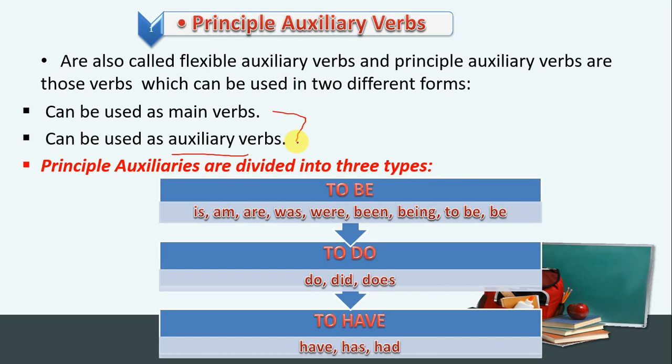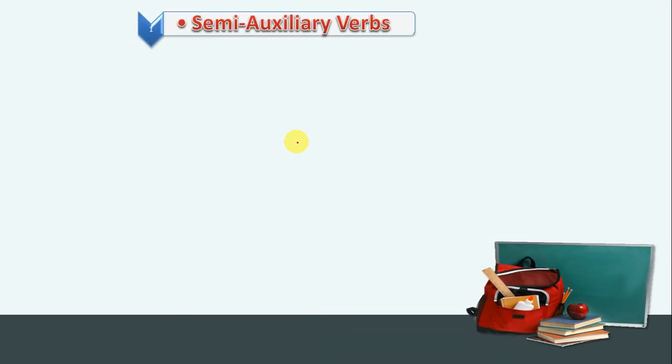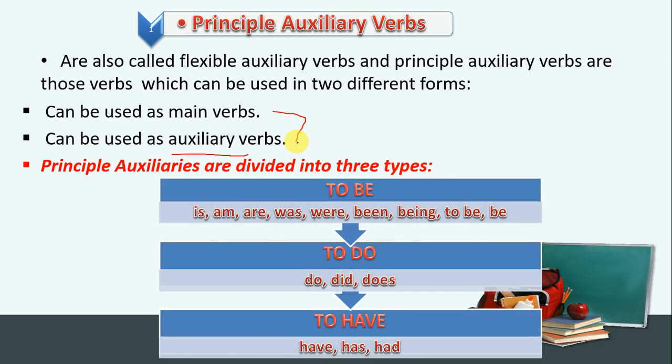The first category is the to be verbs, like is, am, are, was, were, been, being, to be. To do: do, did, does. To have: have, has, had. So these three categories are called principal auxiliary verbs. Now the question is when they are used as a main verb and when they are used as an auxiliary verb. So let's study these things.